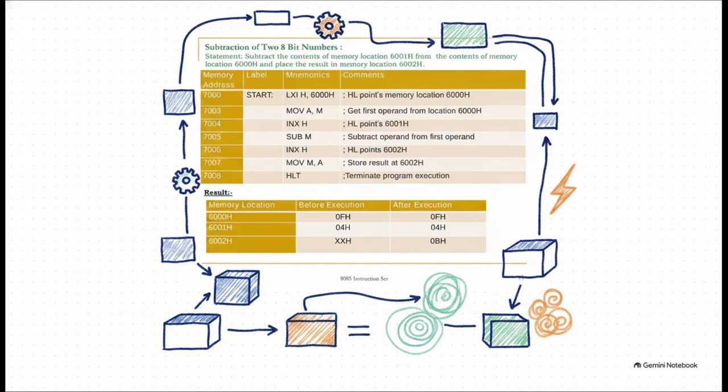We use a 3-byte data transfer instruction, LXI, to point to our memory location at 6000H. We use single-byte arithmetic instructions like INX to increment our pointers and SUB M to actually perform the subtraction. Finally, we use a machine control instruction, HLT, to terminate the execution. And just like that, the result is safely stored at memory location 6002H.